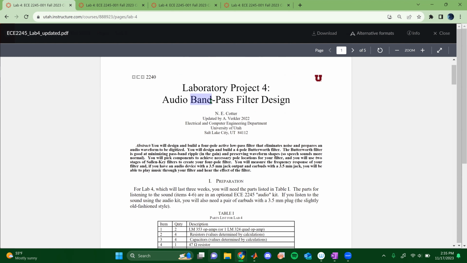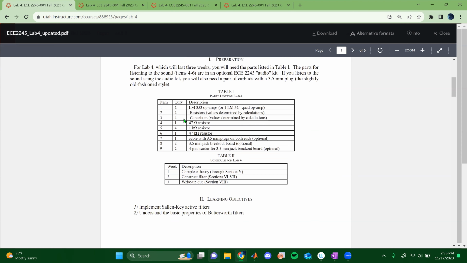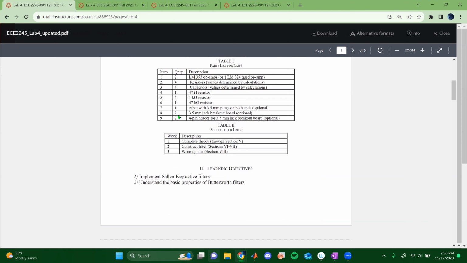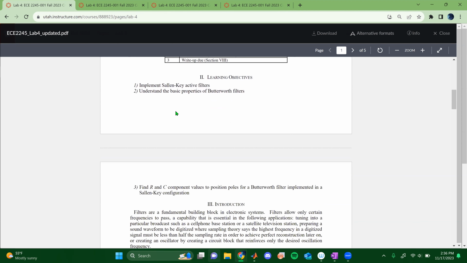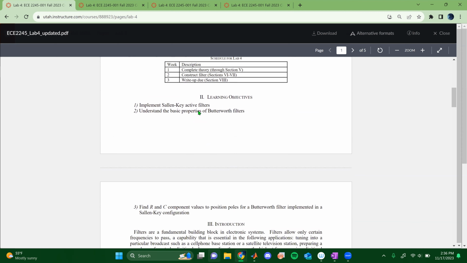Last lab, we had to go through a lot of work trying to determine that this is actually a low-pass filter, not a band-pass filter. And you can see, if you look through the table of parts, we'll actually use 2 3.5 millimeter audio jacks on our breadboards. And so we're basically going to have a cascaded system, which you'll see as we work through it.